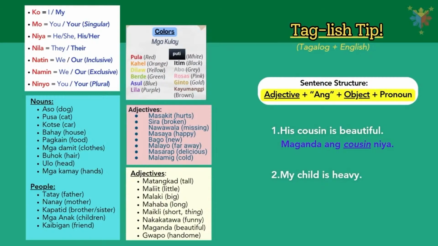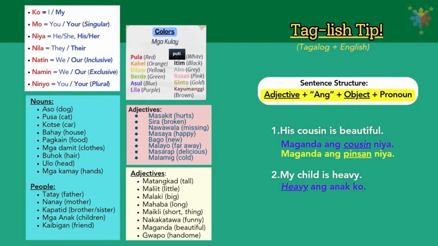Maganda ang cousin niya. His cousin is beautiful. Or heavy ang anak ko. My child is heavy. So that works. That's perfectly fine. But the idea is to go back and look up what those words are later so that eventually you can say the whole thing in Tagalog.